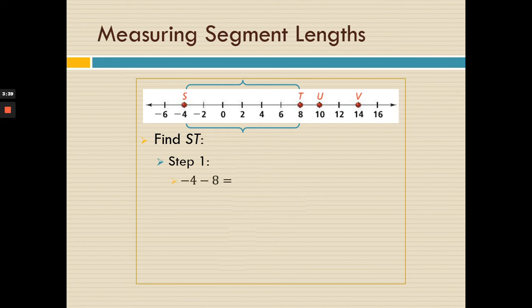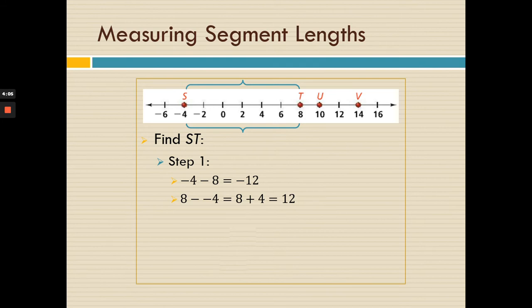Step 1 says we've got to take those two values and subtract them. So we can do -4 minus 8, which gives us -12. Or we could do it the other way around. We could do 8 minus -4, which, of course, subtracting a negative is the same thing as adding. So we can make it into adding. 8 plus 4 is 12.